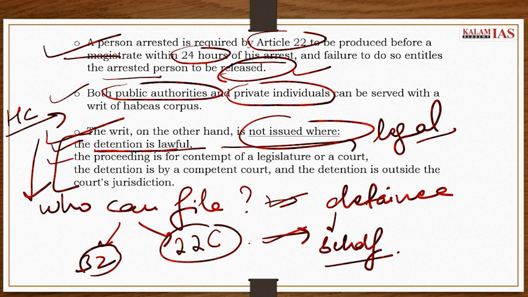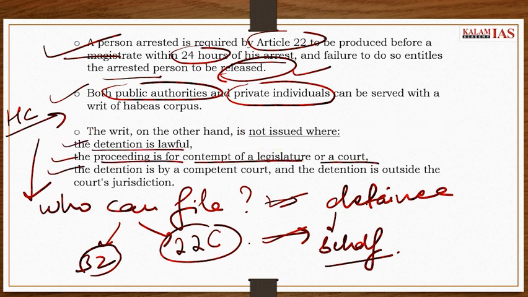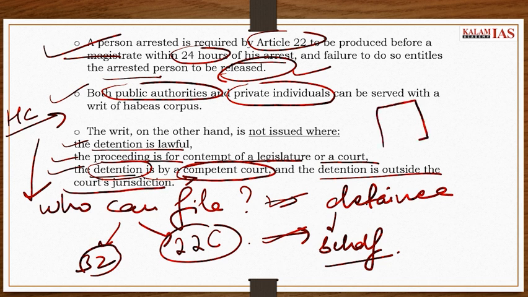Now, if the proceeding is for contempt of legislature or contempt of court, then you cannot issue the writ. And when the detention is by a competent court, that means when the court has the authority to detain, in that case you cannot issue the writ of habeas corpus. And when the detention is outside the court's jurisdiction, that means outside the area where the court can operate, in that case you cannot issue the writ of habeas corpus. So this was about this.